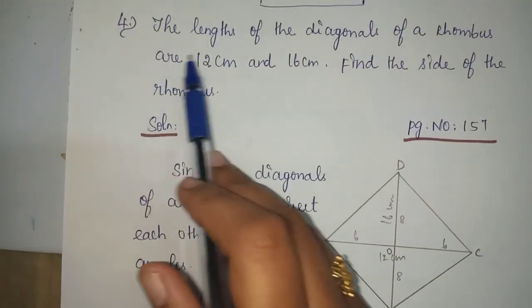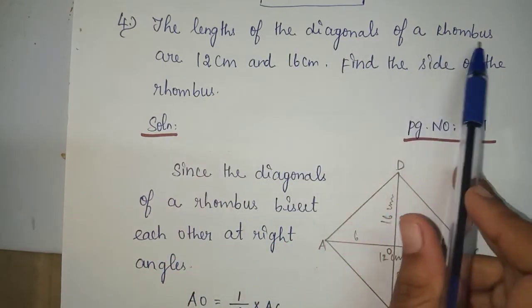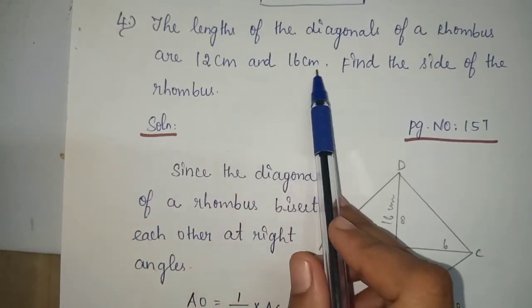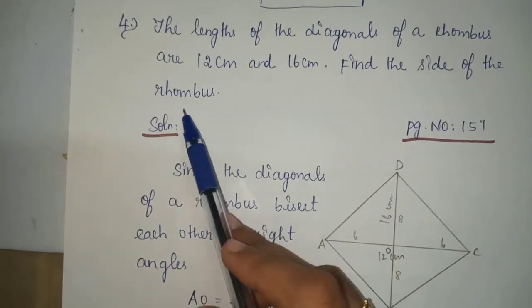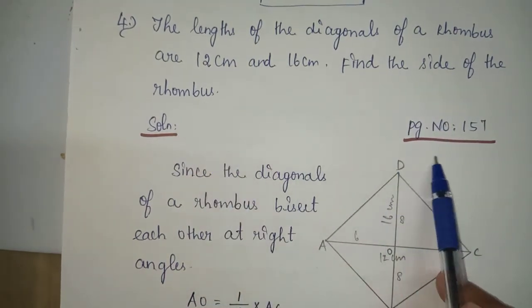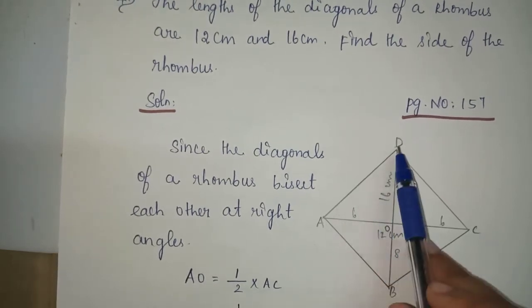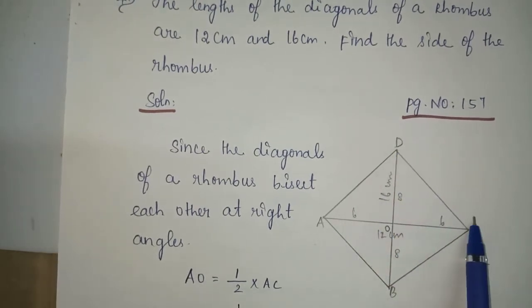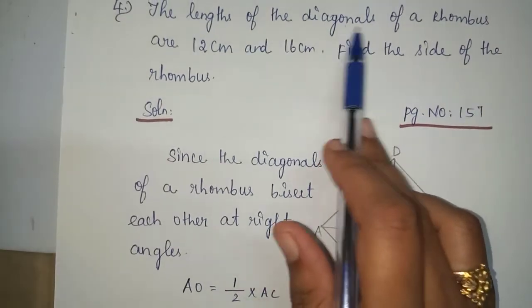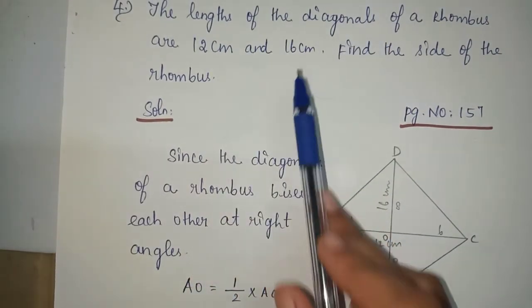Next, problem number 4. The lengths of the diagonals of a rhombus are 12 cm and 16 cm. Find the side of the rhombus. The problem belongs to page number 157. We can see this is a figure of a rhombus. We name the rhombus as ABCD, and the diagonals of the rhombus are 12 cm and 16 cm.